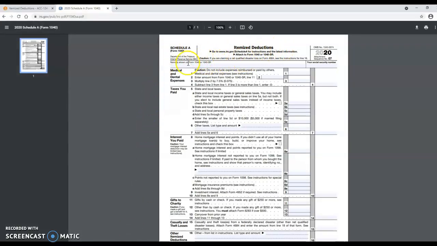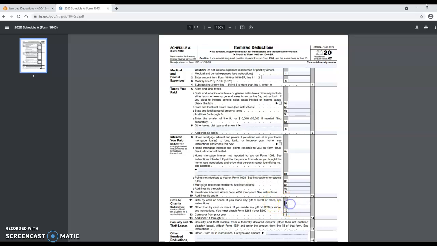So here we have our itemized deductions, and of course his name and social security number would be at the top. If he had any medical or taxes, he would have filled that out like we did in part 1 of the Schedule A videos. Okay, the next section is interest, and we'll cover that in a minute. And we get down to gifts to charity. Now it's divided out into several sections. Line 11 is gifts by cash or check. If you made any gift of $250 or more, see the instructions. That's going to tell you you have to have that written statement.